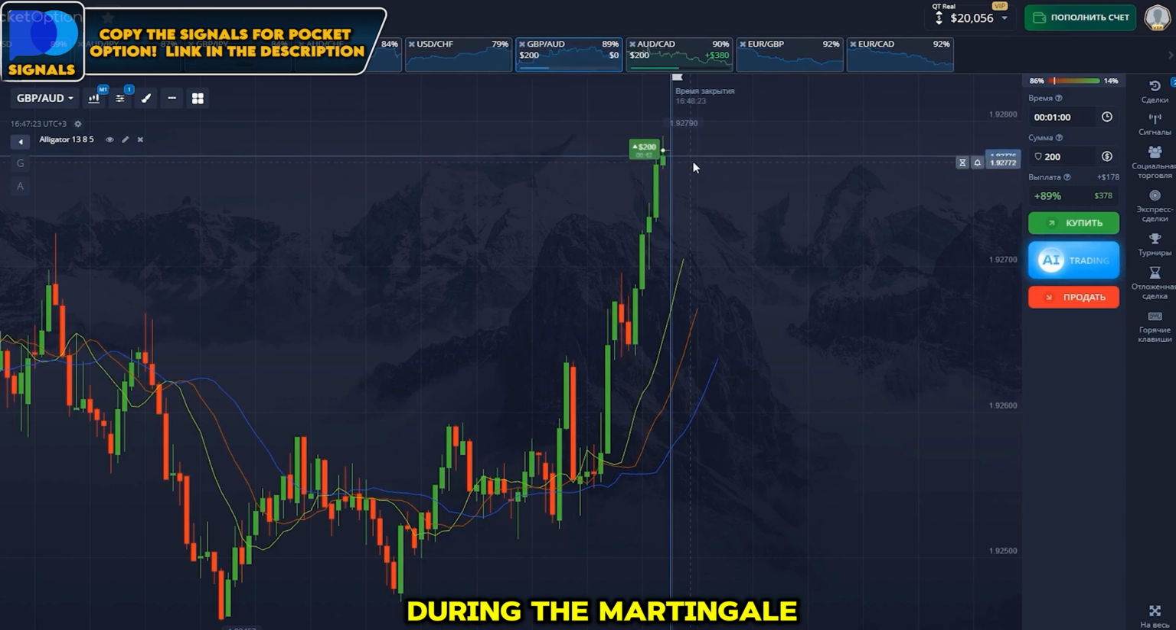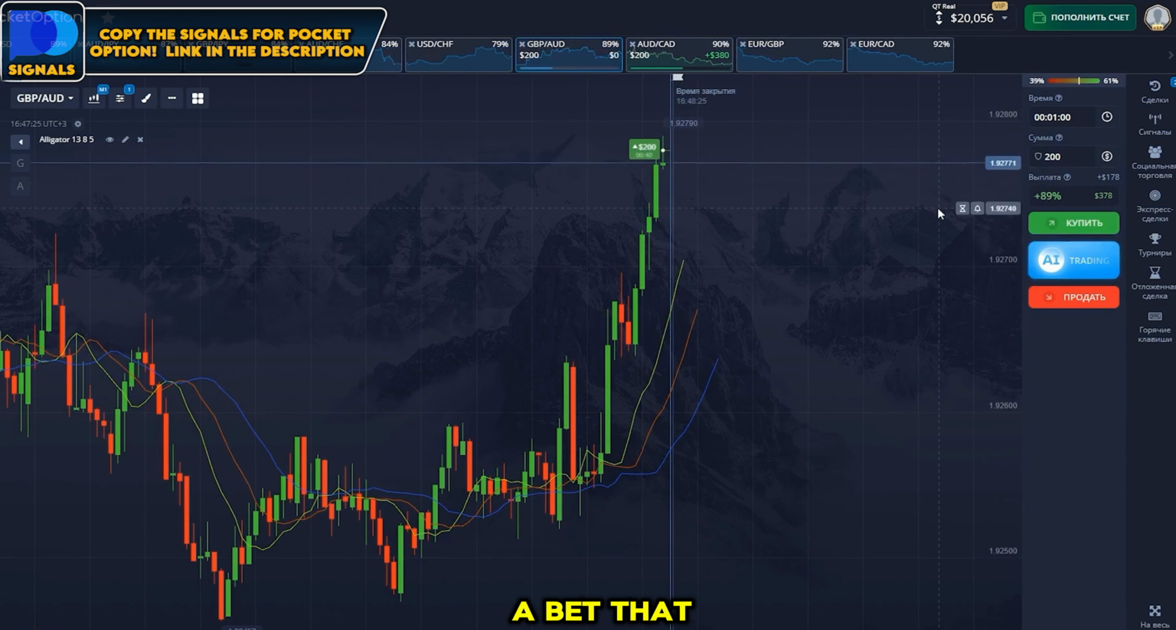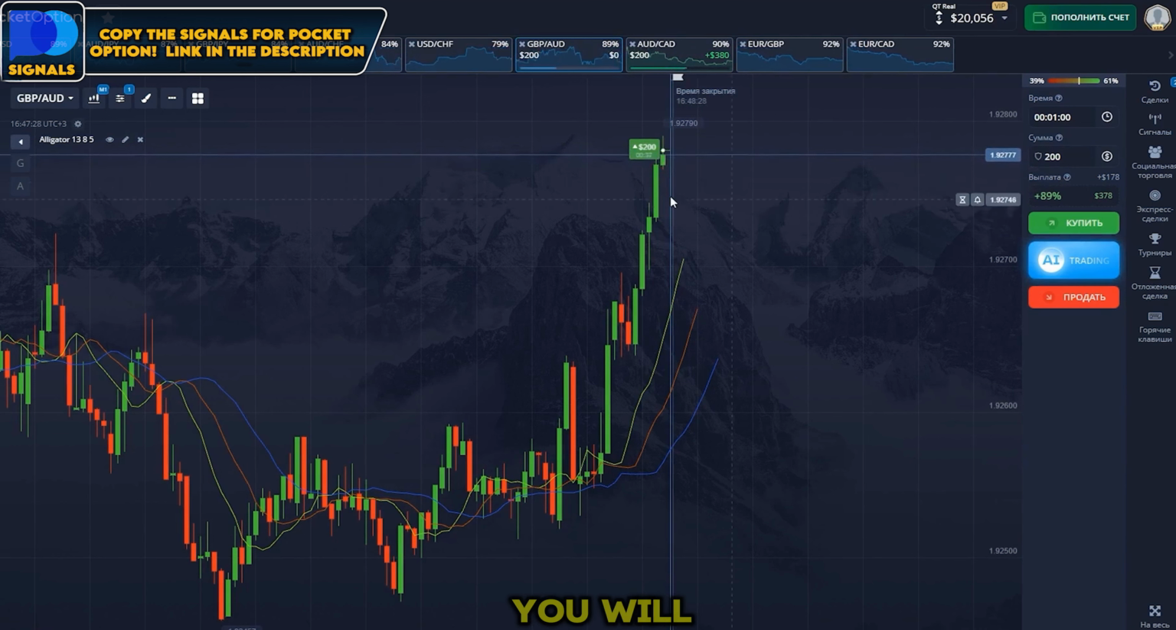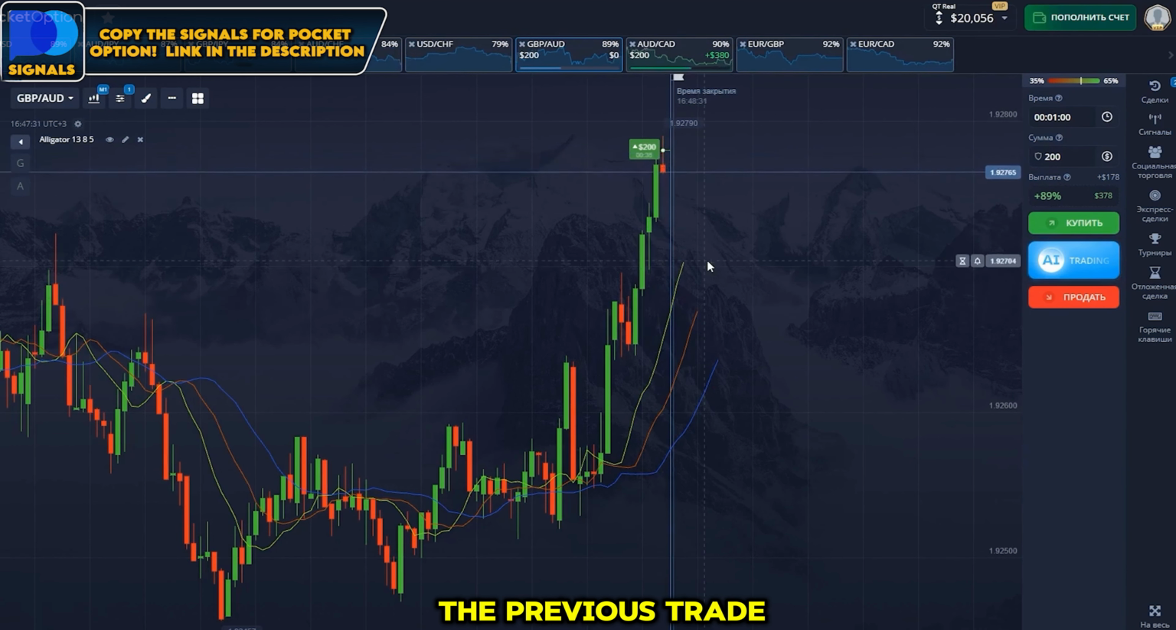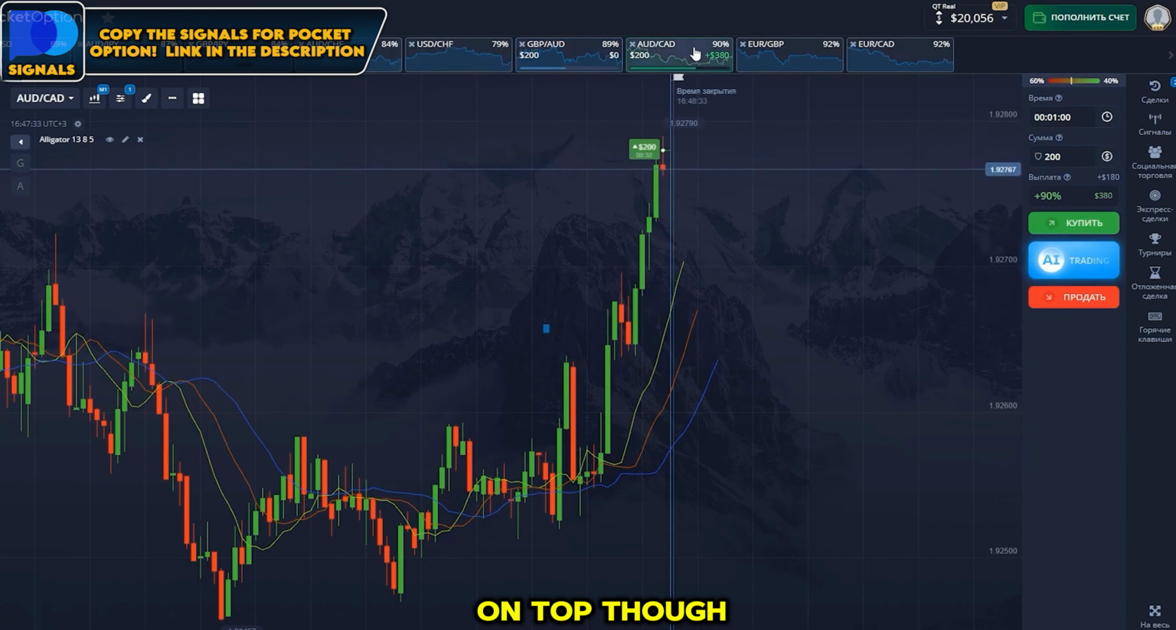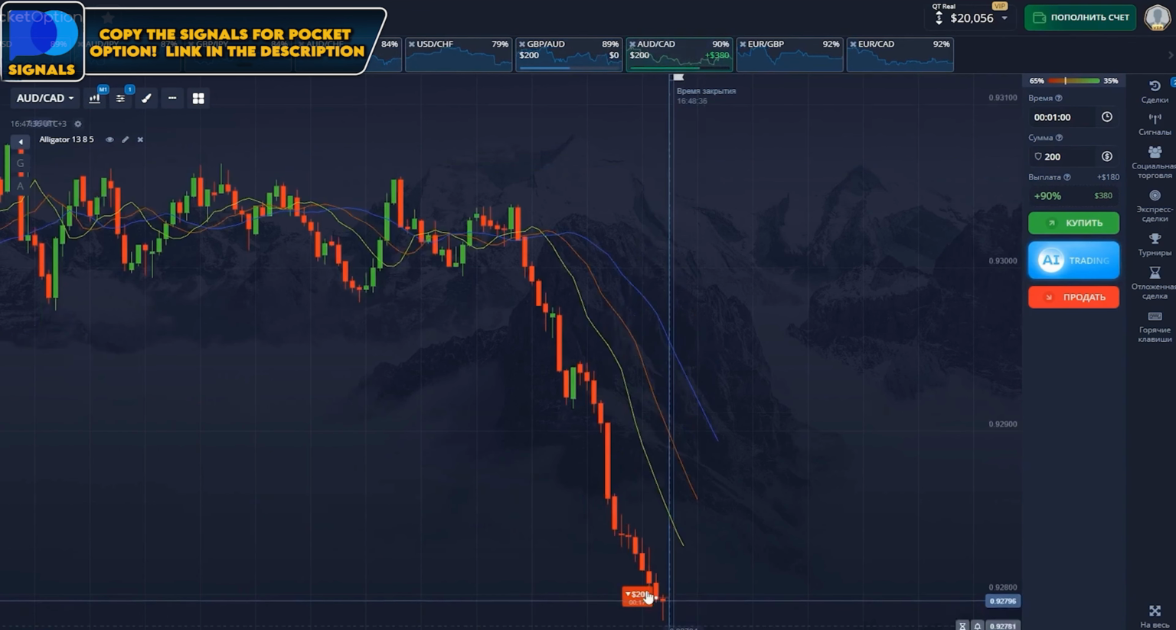Any currency pairs with a yield of more than 75% are suitable. In this case, during the martingale, when you use a bet that is 2.5 times larger, you will not only cover the loss from the previous trade but also earn on top. So, let's see what we have here.